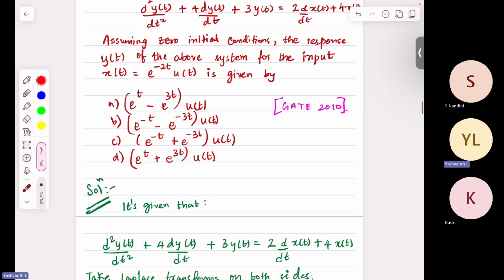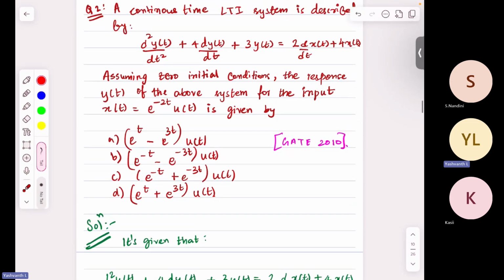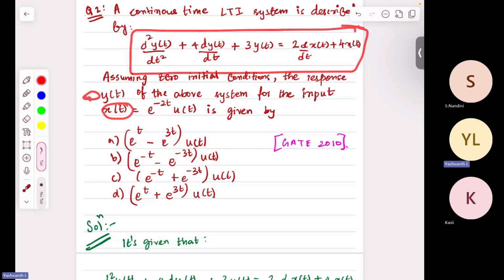So let's go to the solution. Again, very simple. So first of all, what you need to do? To find the output, you need to convolve x of t and h of t, the impulse response. But you're not given the impulse response. Rather, you are given the constant coefficient differential equation. From this, you can infer the transfer function. Okay, that's what we're going to do first.